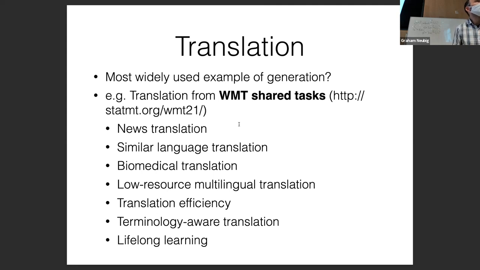Each of these are tasks where teams compete against each other to try to get the best results. So if you're interested in translation, this would be a good first place to look. There are also tasks on evaluating translation systems, but I'm going to talk about those in the next section.